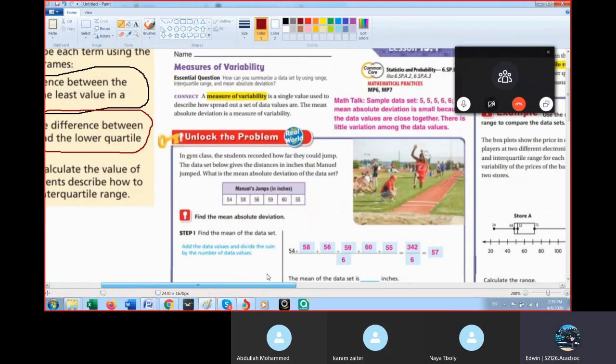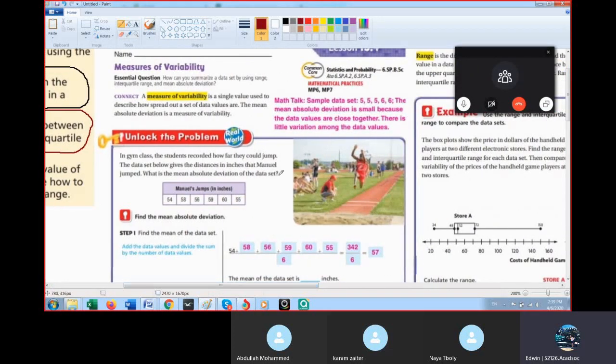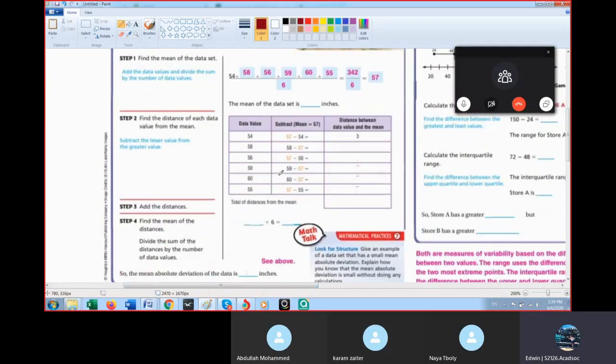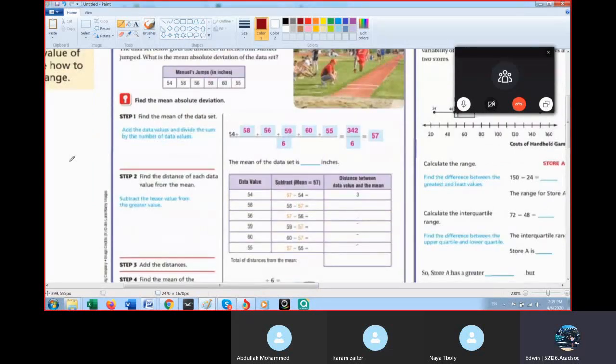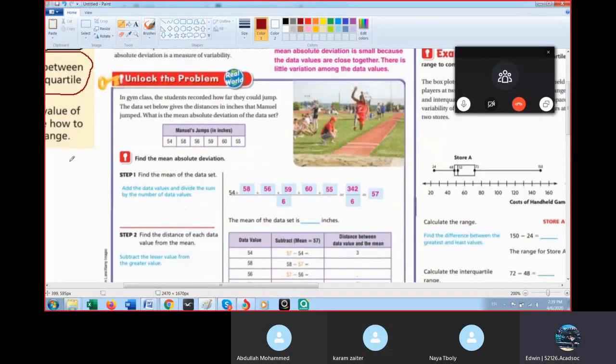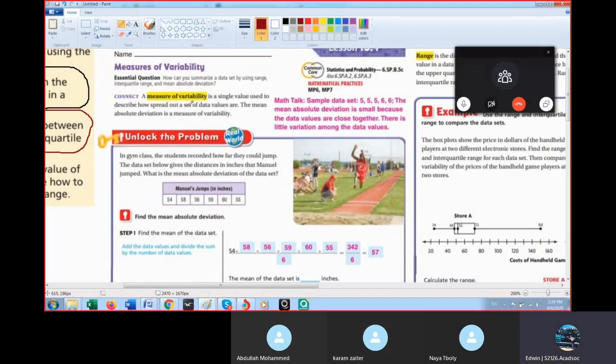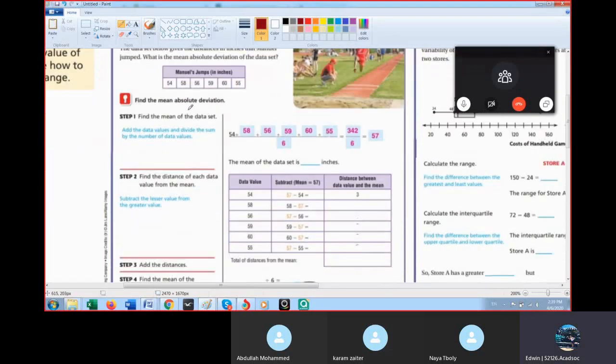Now, as I have prepared here, look at this one. Page 625, all of you. Look at this number. Measure of variability. We are still doing the mean absolute deviation. I would like you to write this in your notebook. Get your notebook and your book. Find the mean of the data set.